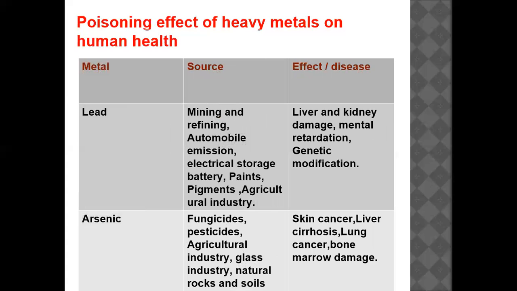Lead: mining and refining, automobile emission, electrical storage batteries, paint, pigment, agricultural industries, etc. are the sources of lead. It damages the liver and kidney, creates mental retardation, genetic modification, etc. Arsenic source: different fungicide industries, pesticide industries, agricultural industries, glass, ceramic industries, etc. And it creates skin cancer, liver cirrhosis, lung cancer, bone marrow disorder, etc. So these are the sources and effects of heavy metals on humans.